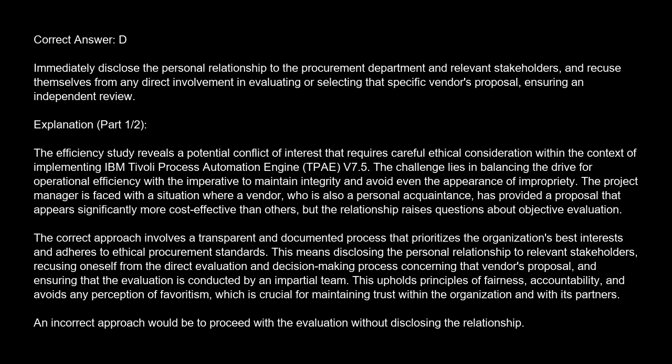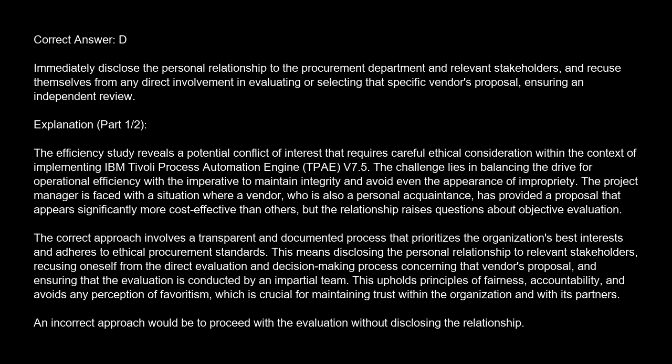The correct approach involves a transparent and documented process that prioritizes the organization's best interests and adheres to ethical procurement standards. This means disclosing the personal relationship to relevant stakeholders, recusing oneself from the direct evaluation and decision-making process concerning that vendor's proposal, and ensuring that the evaluation is conducted by an impartial team. This upholds principles of fairness, accountability, and avoids any perception of favoritism, which is crucial for maintaining trust within the organization and with its partners.